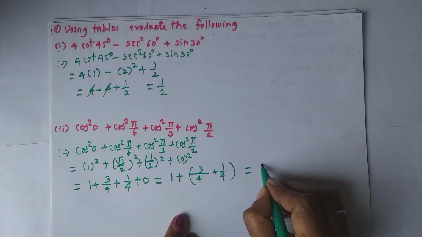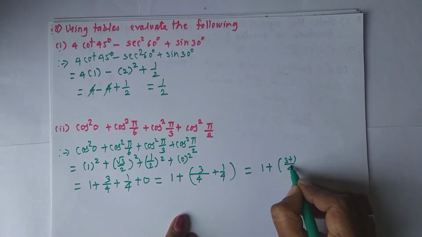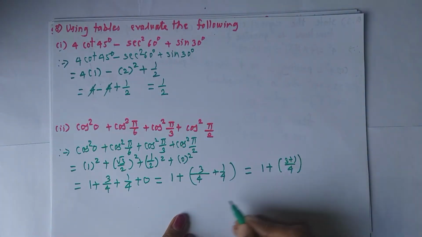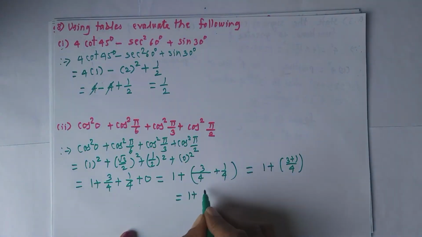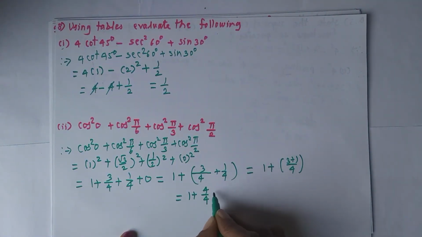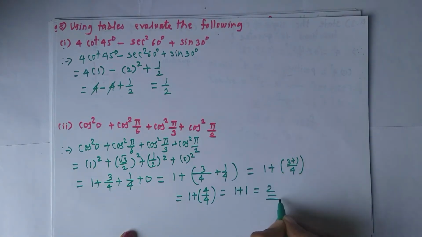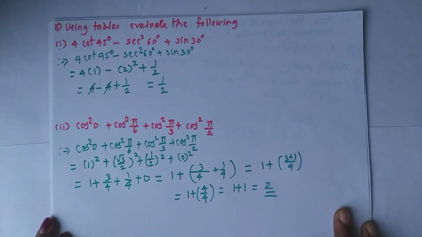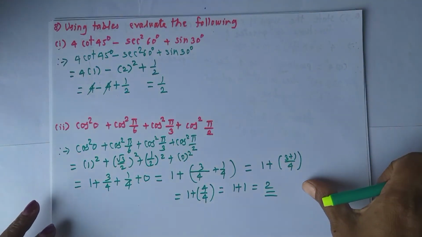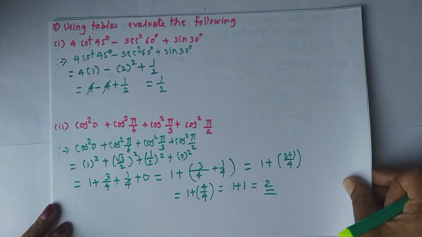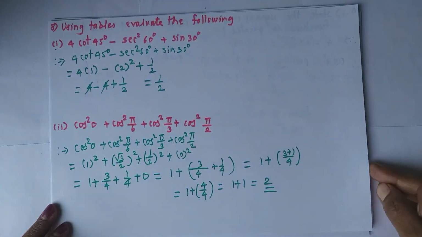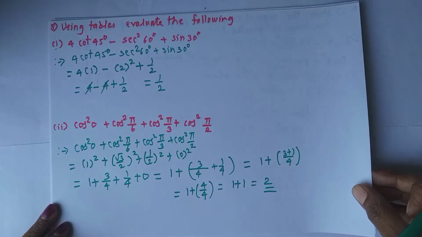This is nothing but 1 plus, if I take the LCM, 3 plus 1 by 4. That is 1 plus 4 divided by 4. Okay? And 4 divided by 4 means simply what? The value will be 2. Isn't it easy? If you know the trigonometric table of 0 to 360 degree, then it is very easy to solve such type of problems, and such type of problems will be asked in the exam for 2 marks.